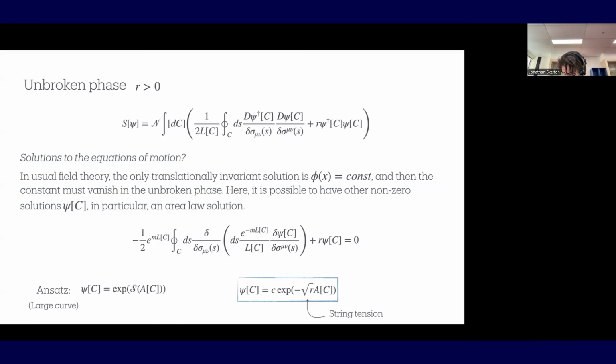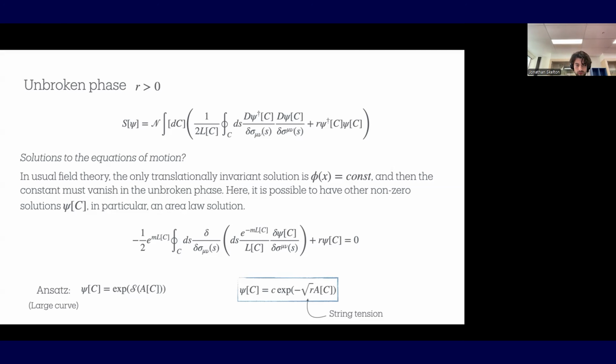So L of C in this regularizing factor is the length of the curve. Yes, exactly. Okay. Integral over the measure. Okay, thanks. But yeah, I guess I wanted to anticipate this area behavior. Good question.